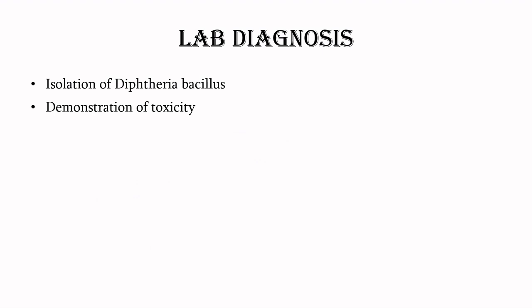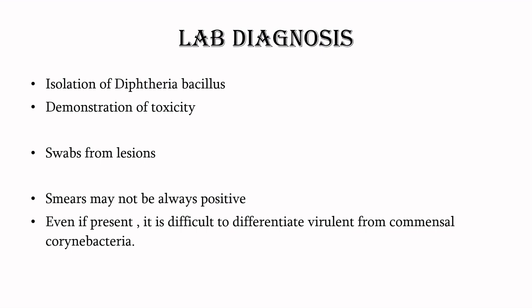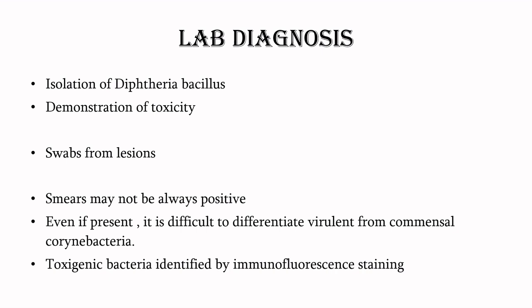So, diagnosis wise, you have to first of all look for the diphtheria bacillus, look for the toxin. To look for the diphtheria bacillus, since the bacilli are limited to the area of infection, you can take swabs from the lesions, and smears may not always be positive. And even if it is there, because there's another variety of Corynebacterium which does not really cause infection, it is not very easy to find out which one is actually causing infection. So you have to identify the toxin producing potential. Here you have to look for toxinic bacteria using immunofluorescence staining if it is available.